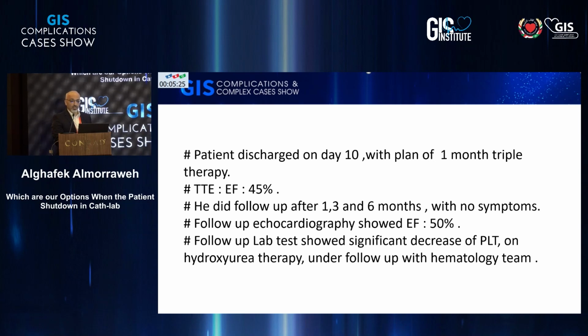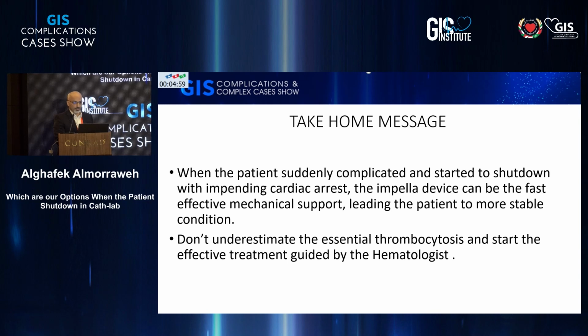Considering the thrombocytosis, I put him on triple therapy for 1 month. Ejection fraction at discharge was 45. He followed up after 1 month, 3 months, and 6 months. He even called me 2 weeks before this conference. He was fine. He had an echocardiography in another center, which showed ejection fraction of 50%. Follow-up lab tests show that the platelets decreased significantly. We discharged him on hydroxyurea therapy and follow up with the hematology team.